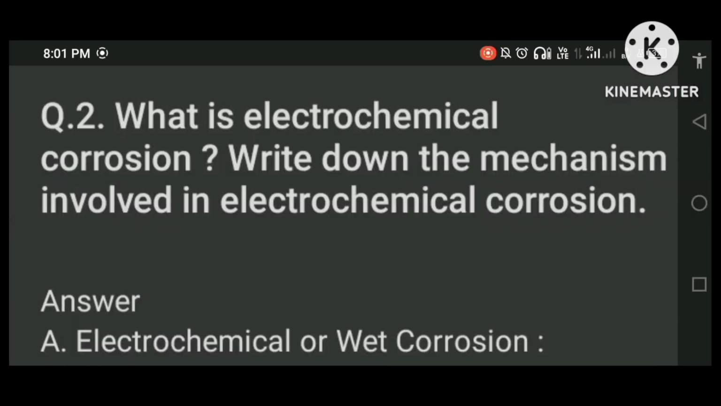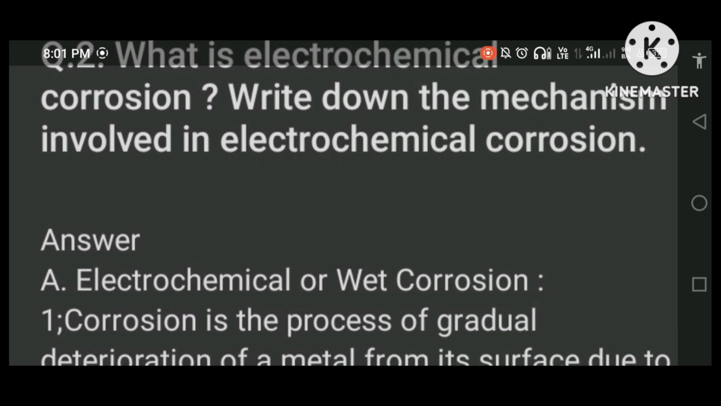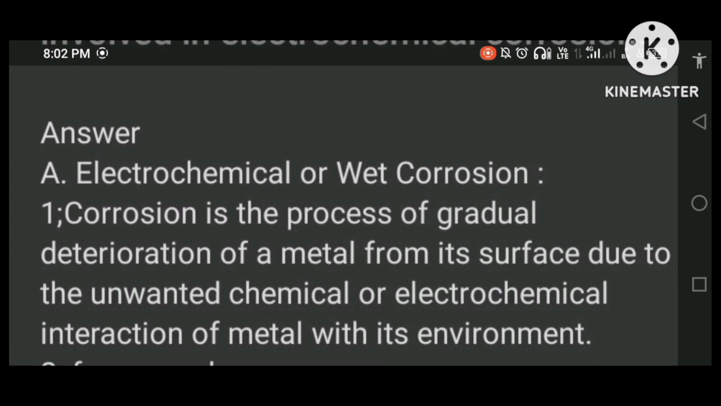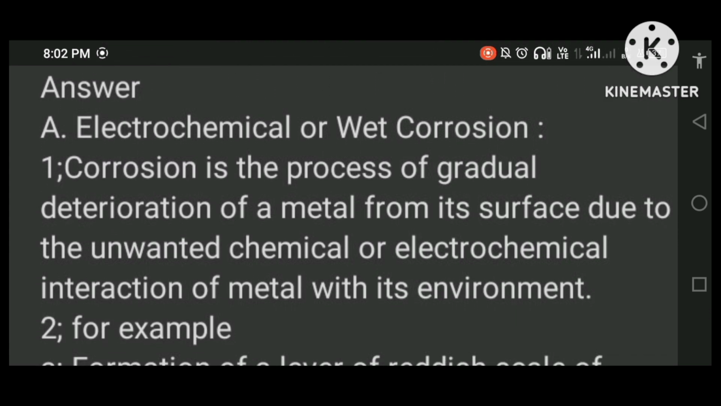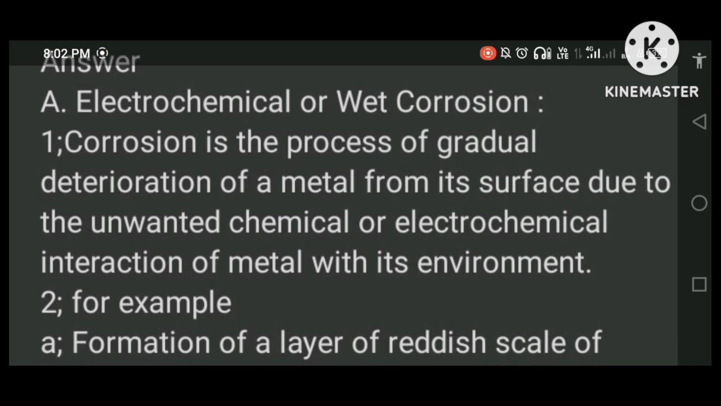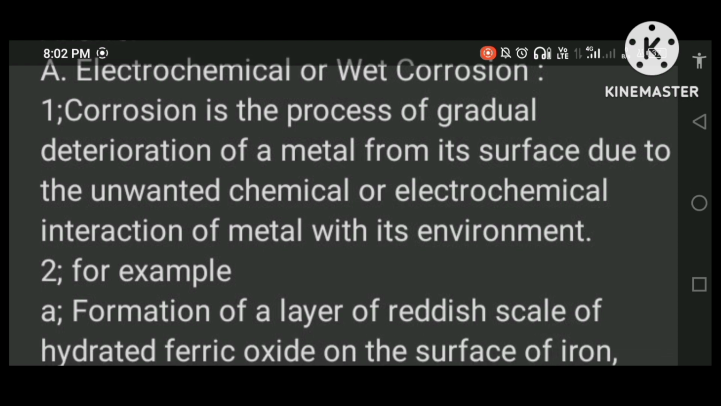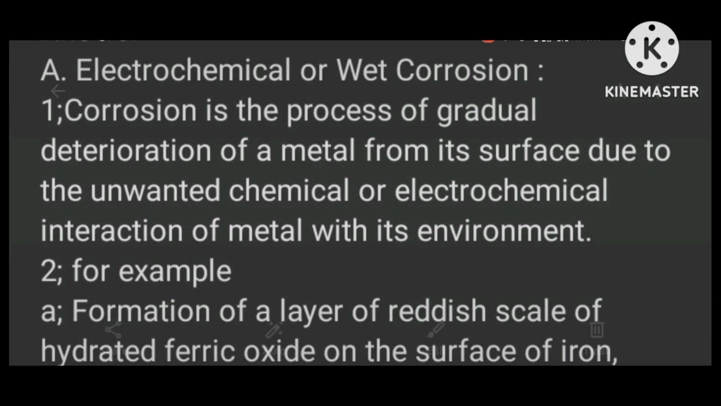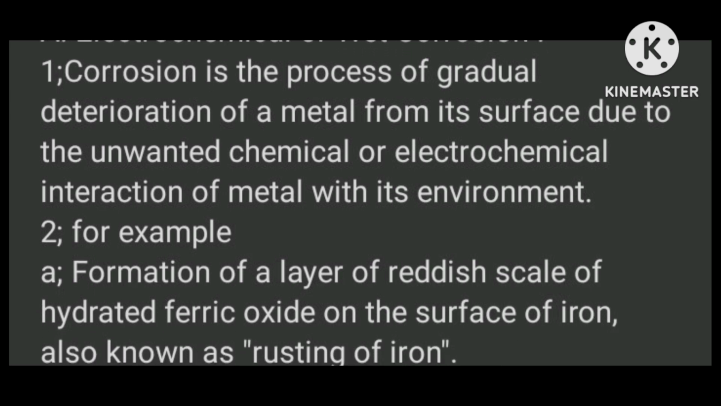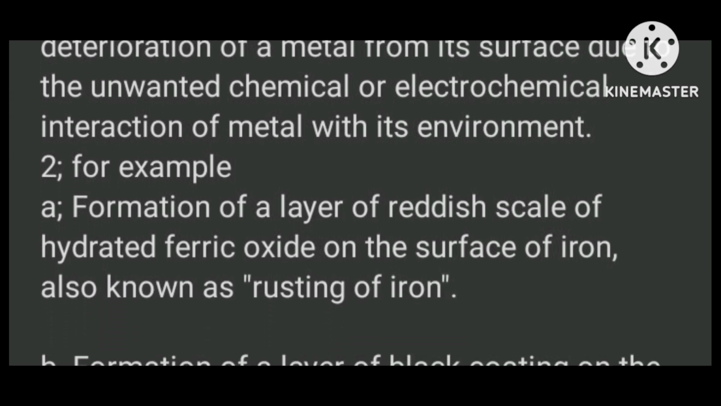Question number 2. What is electrochemical corrosion? Write down the mechanism involved in electrochemical corrosion. Answer. A. Electrochemical or wet corrosion. 1. Corrosion is the process of gradual deterioration of a metal from its surface due to the unwanted chemical or electrochemical interaction of the metal with its environment.